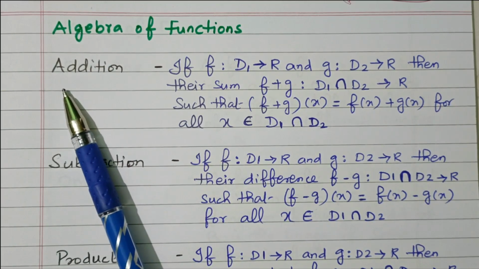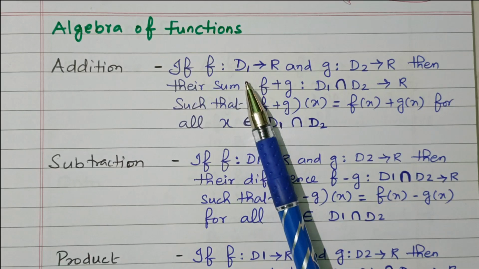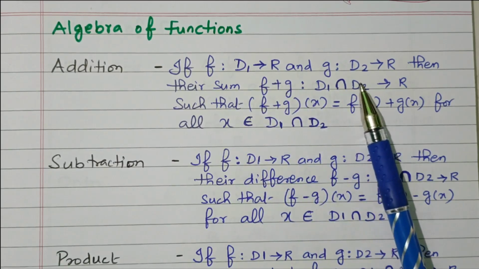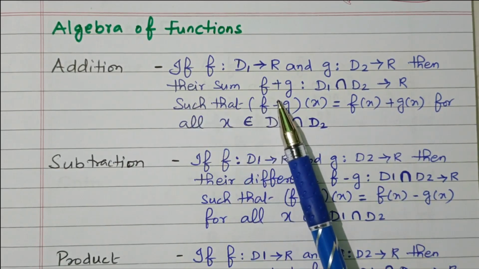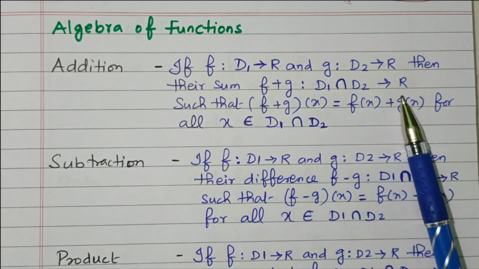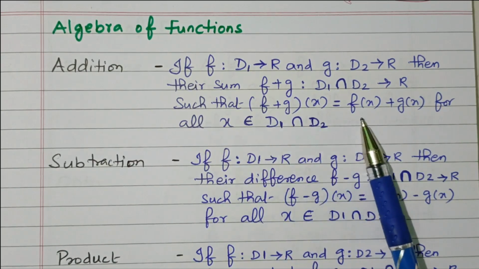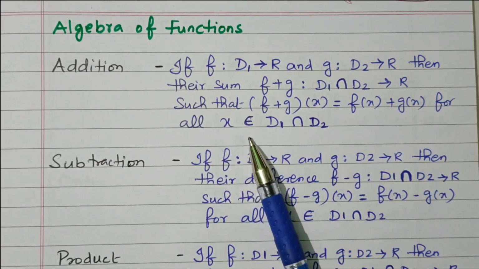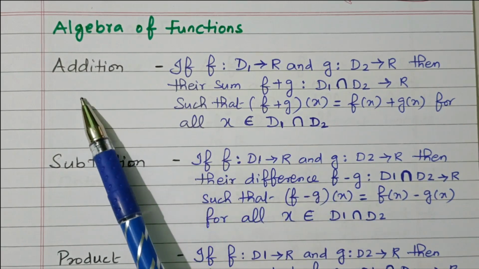First we will see addition. If f is a function such that D1 relates to R, and g is a function such that D2 relates to R, then their sum f plus g is defined on D1 intersection D2 relates to R, such that (f plus g)(x) equals f(x) plus g(x) for all x in D1 intersection D2. So the name is addition.